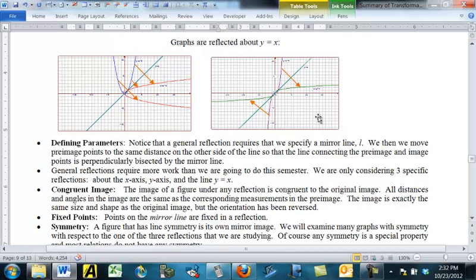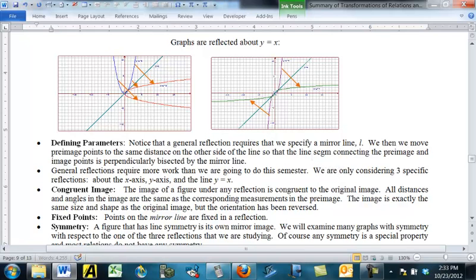So, in general, a reflection requires that we specify a mirror line, call it L, and we move the pre-image points the same distance to the other side of the mirror line, so that the line segment going from the pre-image to the image point is perpendicularly bisected by the mirror line. That's geometrically what it means to be a reflection, and that's exactly what's happening here. Now, general reflections, as I mentioned earlier, are going to require more work than we're going to do in this semester's course, so we're only going to consider these three specific ones.